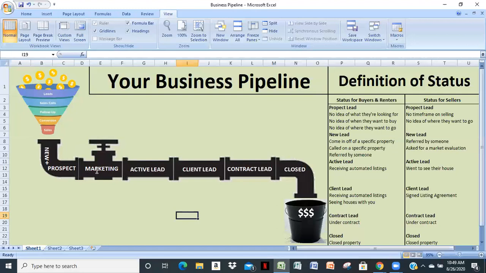Now, what do I mean by marketing yourself? You're going to market yourself by sending out interesting emails, texts. You're going to call them, and you're going to send them listings through the system. And the idea is they click on those listings. That's called an engagement. All of those things are engaging with your prospects and new leads. And the idea is that you want to get them to start moving down the pipeline.